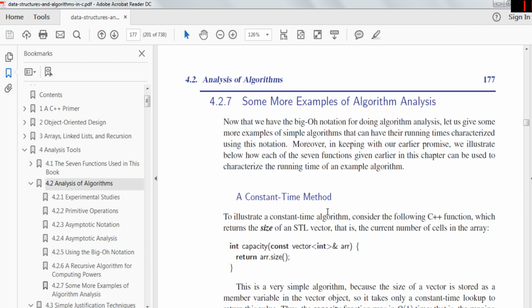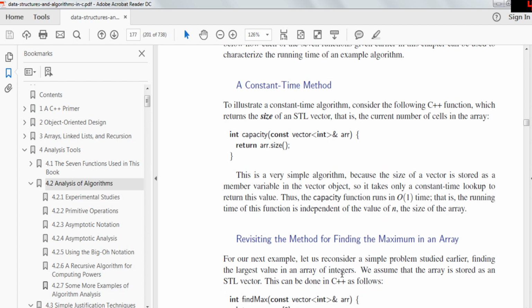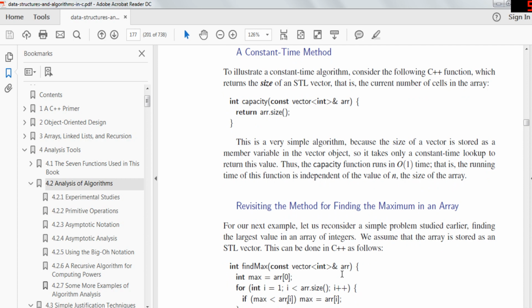A constant time method. To illustrate a constant time algorithm, consider the following function, which just returns the number of cells in an array. Given this array, return array.size. This is a very simple algorithm because the size of a vector is stored as a member variable in the vector object, so it only takes a constant amount of time to look up and return the value. So here the running time is O of 1. That is, the running time of this algorithm is independent of the value of n, the size of the array.